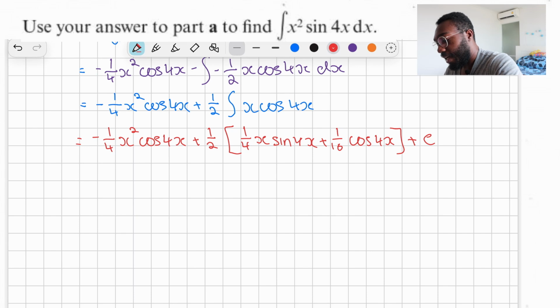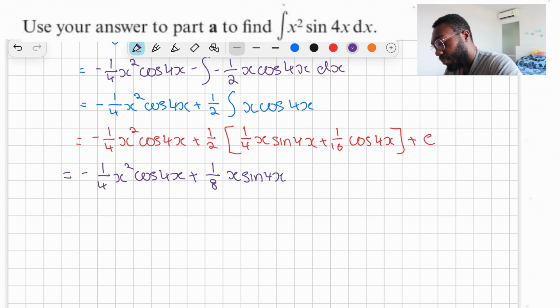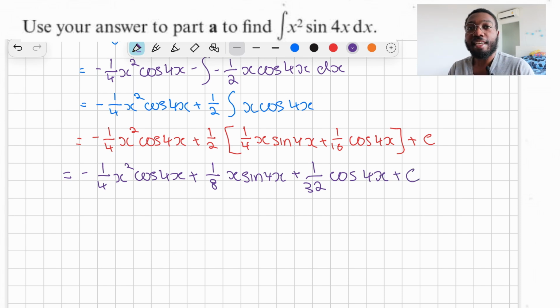We would get minus 1 over 4 x squared cosine 4x plus 1 over 8 x sine 4x, and then plus 1 over 32 cosine 4x, and that is plus c.